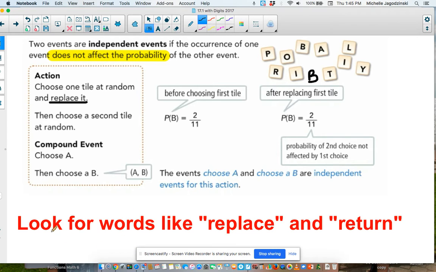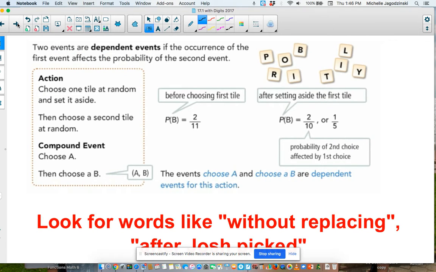Now, the word, I even underlined it here, replace. So look for words like replace or return. Those are going to be hint words that tell you that it's independent. Now let's look at dependent. 2 events are dependent events if the occurrence of the first affects the probability of the second event.